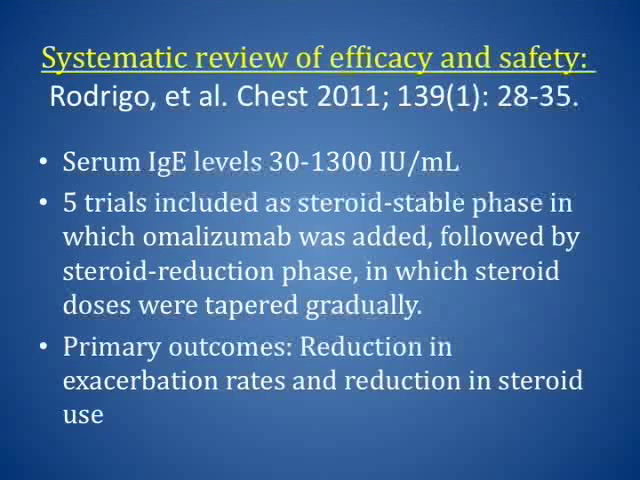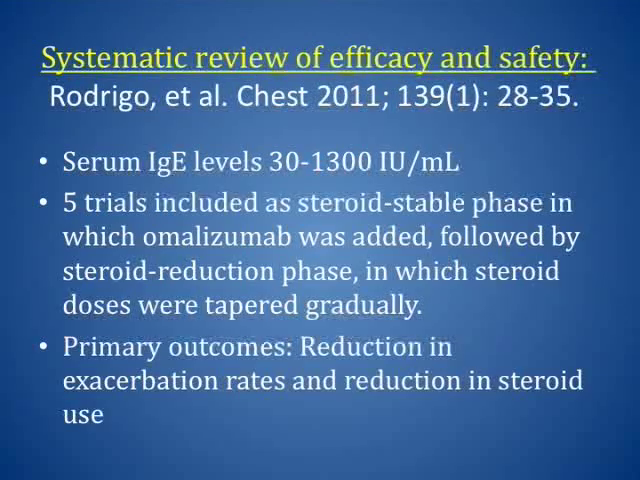So this study looked at 8 randomized trials, including 2 pediatric trials. Over 3,000 patients, including children as young as 6. 6 is the age beyond which it's used in Europe. And all patients had moderate to severe asthma. Serum IgE levels were slightly different. We used 30 to 700. They used 30 to 1,300.